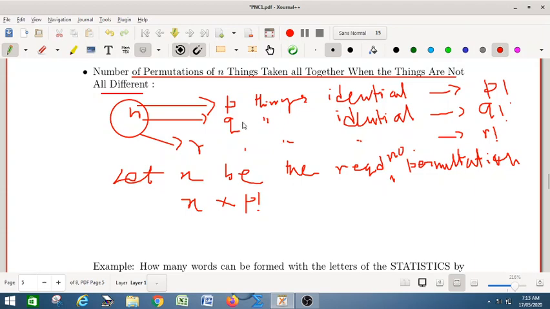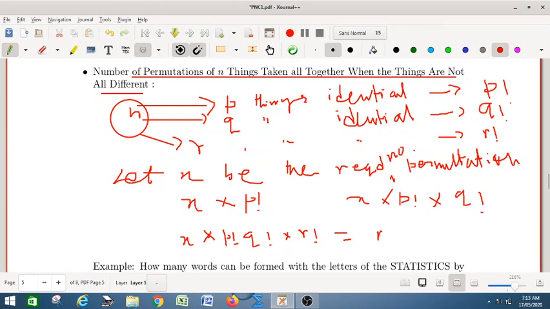Clear? If we replace p identical things by p different things which are also different from the rest of things, the number of permutations will become x into factorial p. Similarly, if we replace q identical things by q different things, then the permutations will be x into factorial p into factorial q. And lastly, if we replace r identical things by r different things, then the number of permutations will be x into factorial p into factorial q into factorial r, applying the multiplication rule.